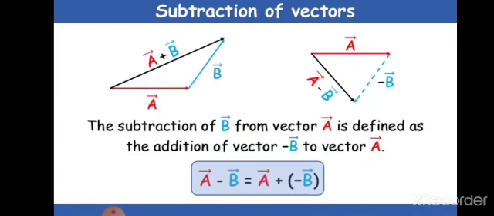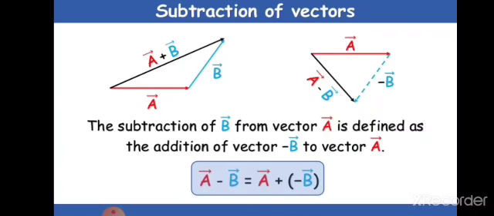So here the subtraction of vector B from vector A is defined as the addition of vector minus B to vector A. For vector A and vector B, the resultant vector is vector A plus vector B. But in the subtraction, vector B becomes minus vector B, and we add it to vector A. So you will get vector A minus vector B.